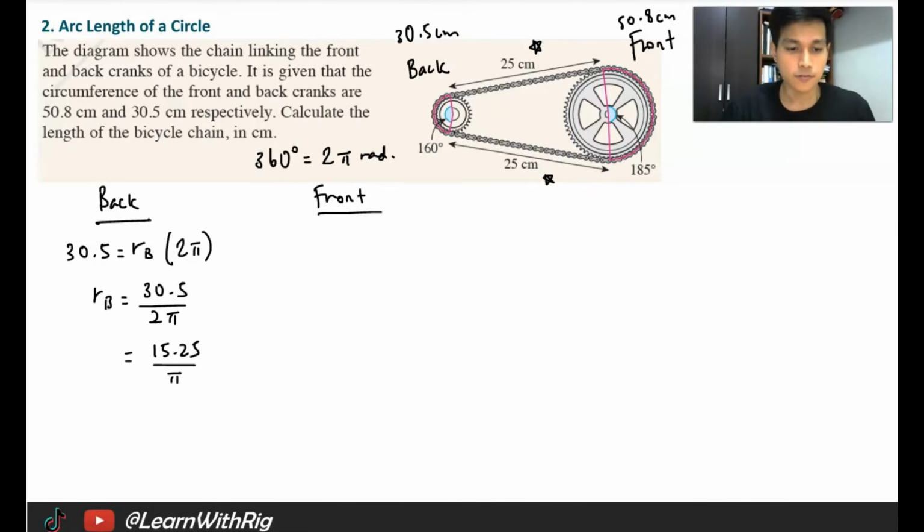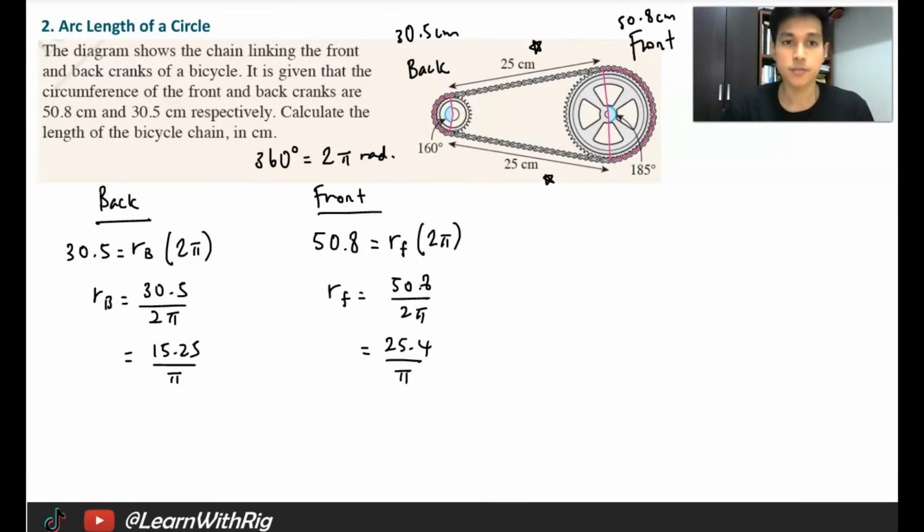Next, you want to find the front. So front is going to be the same thing. 50.8 equivalent to RF, because the front, multiplied by 2 pi. So RF is equal to 50.8 divided by 2 pi. So your answer is 25.4 over pi. You will see why I leave it in terms of pi later.